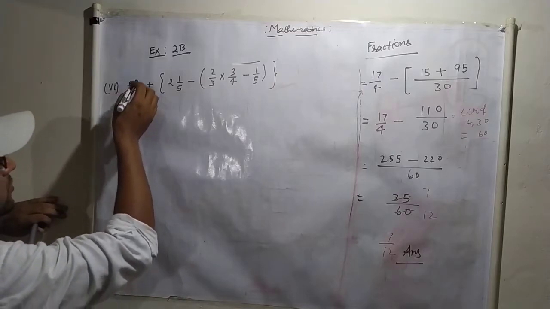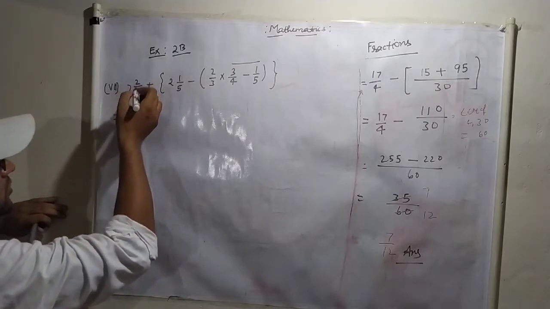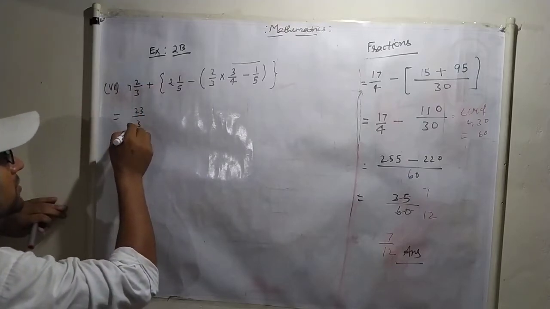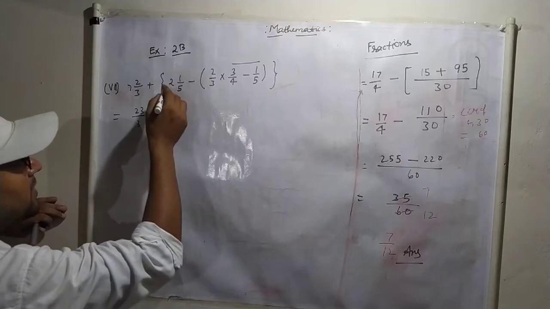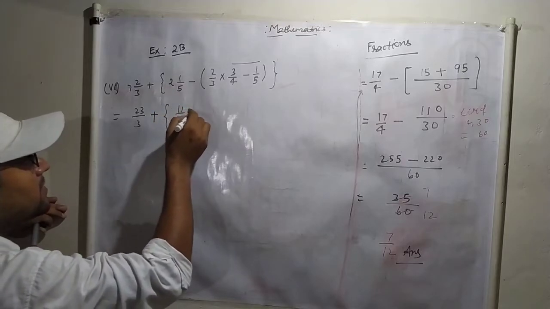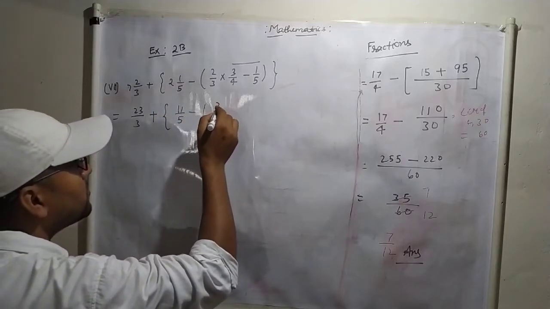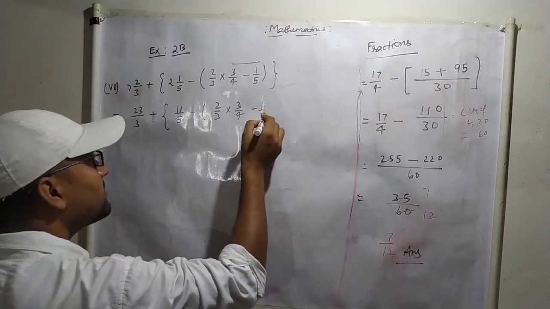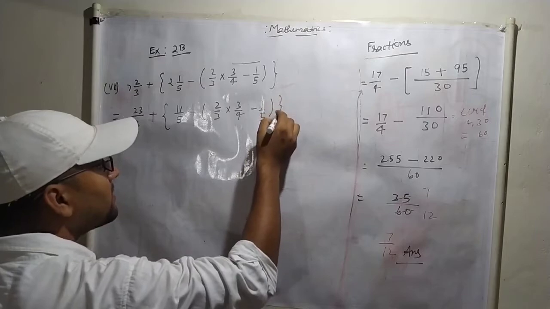7 3s are 21, 21 plus 2 is 23, 23 upon 3, plus curly bracket, 5 2s are 10, 11 by 5, minus, then a small bracket, 2 by 3 into 3 by 4 minus 1 by 5, curly bracket close.